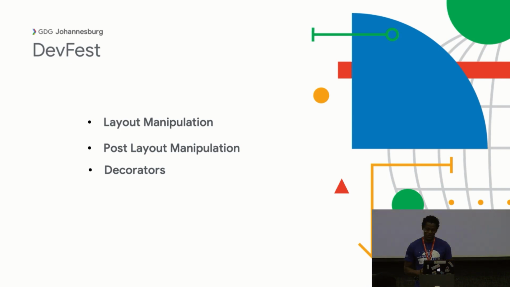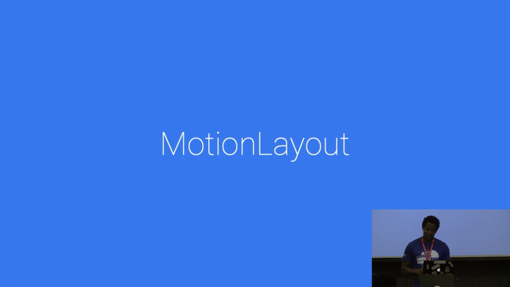That's pretty much what you get out of helpers in 2.0. And now we're going to look at MotionLayout. I think most of the time is going to be spent looking at this.